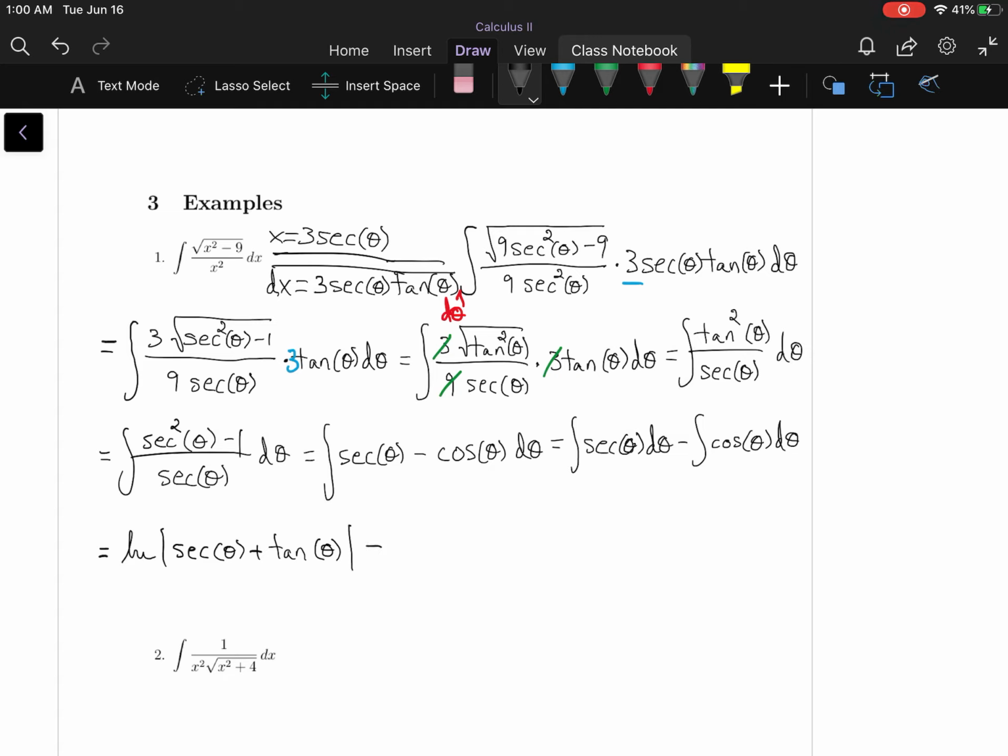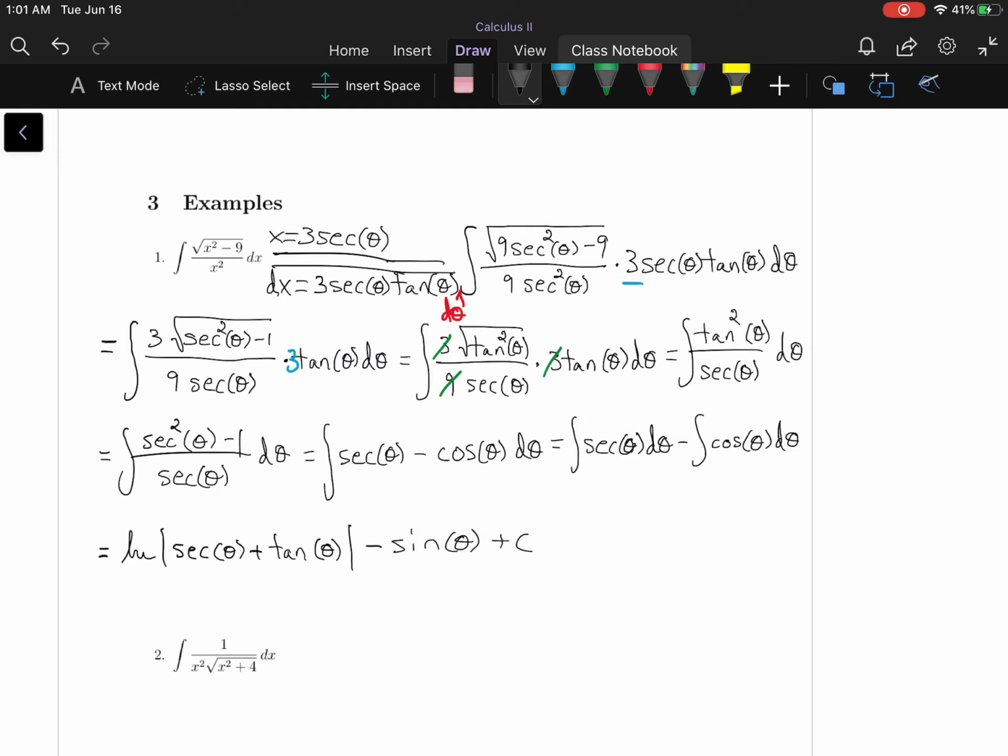The integral of cosine theta is just sine of theta, and you have your plus c. And it feels like we're done. However, here our answer is in terms of theta, whereas our original integral was a function of x. So we want to somehow convert back into an answer in terms of x.